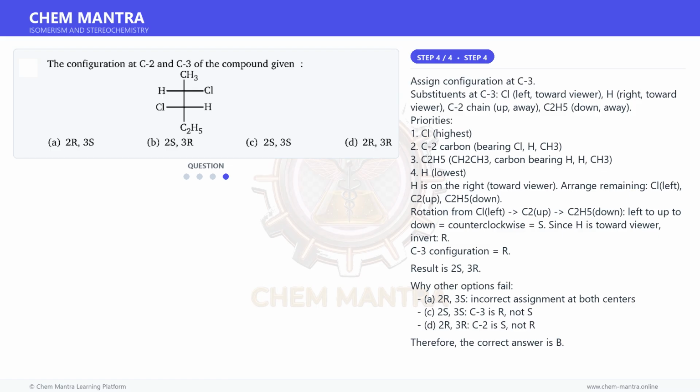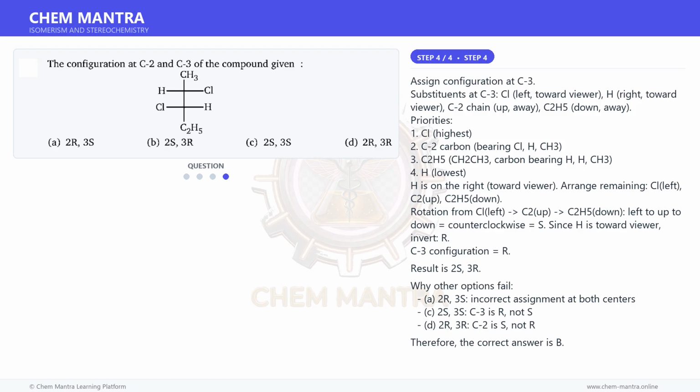4. H, lowest. H is on the right, toward viewer. Arrange remaining: Cl left, C2 up, C2H5 down. Rotation from Cl left, C2 up, C2H5 down, left to up to down, is counterclockwise, equal to S. Since H is toward viewer, invert, R. C3 configuration is R. The result is 2S,3R.